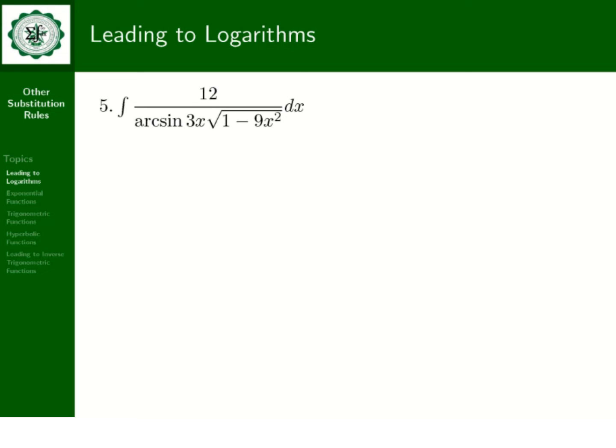Problem number 5, we are given the indefinite integral of 12 over arc sine of 3x times the square root of 1 minus 9x squared dx. Now here, we let u be arc sine of 3x and we give its derivative.